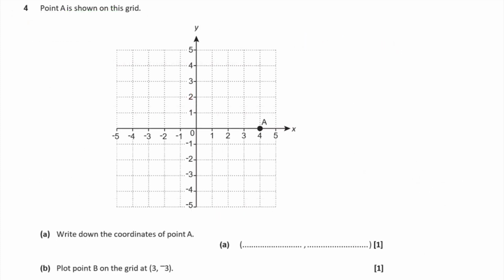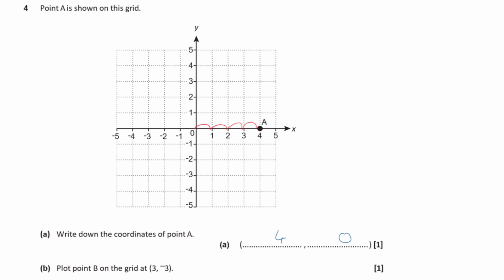0. Question 4. Point A is shown on this grid. Write down the coordinates of point A. Okay, so coordinates go along the corridor, up the stairs, don't they? So along the corridor, 1, 2, 3, 4 jumps. That means that my x coordinate is 4. Up the stairs, 0 jumps is going to be 4, 0.